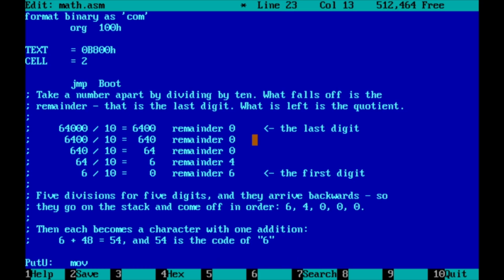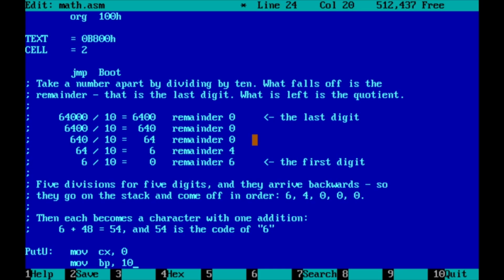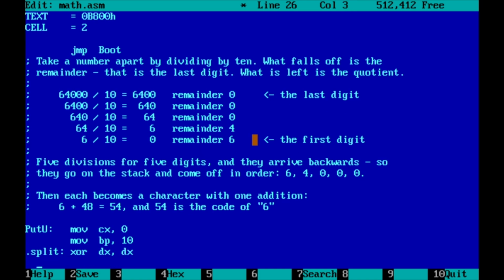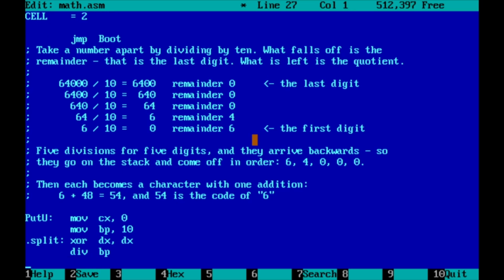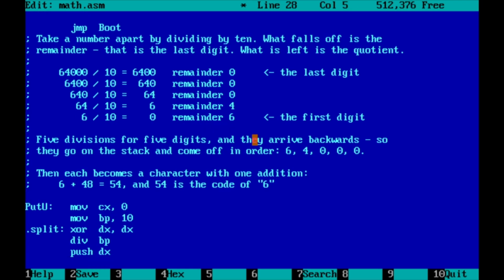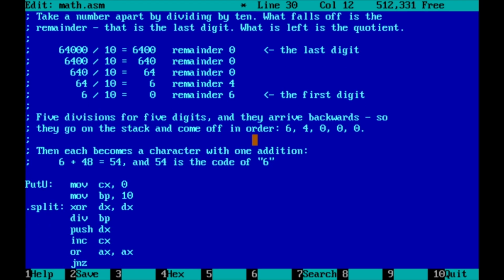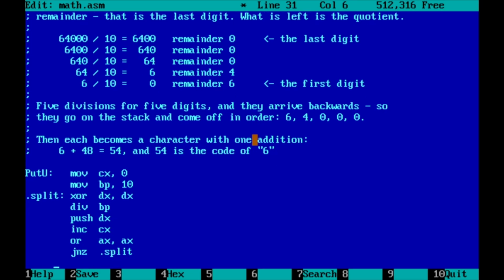Now the code, and every line of it is one of those 5 lines above. Divide by 10. The remainder is the last digit. The quotient is everything still to come. div works on dx and ax together, so dx has to be cleared first or it divides by something enormous. The digits come out backward, units first, so they go on the stack, and the stack hands them back in the right order. And here is where the byte becomes a character.